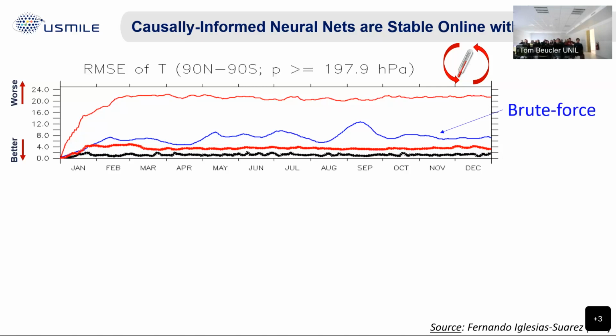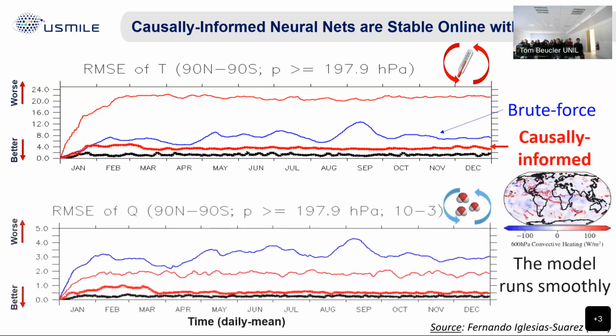For example, this is the root mean squared error of global temperature below the tropopause. And if you look at the bias, you can see that the brute force neural network is much worse than the causally informed neural network. The causal one leads to lower biases. And most importantly, almost all of the causal neural networks that were well trained didn't lead to crashes. So at least empirically, it seems to have a stabilizing effect.